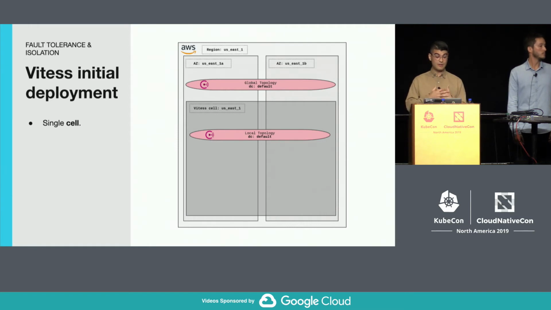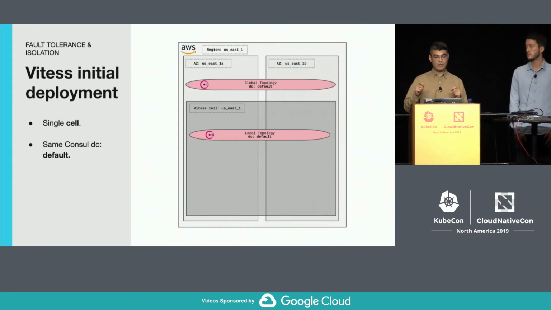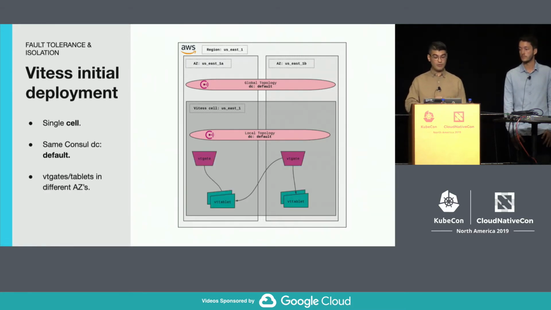Now, the next important thing to mention is that we deploy a single cell. This cell maps to the region, but across multiple AZs. And then within that cell, we deployed the local topology for the cell, but notice that we use the same data center as the global topology, meaning that we were sharing the same underlying infrastructure for Consul for both the global topology and the local topology. Last but not least, we deployed VTGates and VTTablets in physically different locations because they were spread across all the AZs, but from the Vitess perspective, they were part of the same cell.